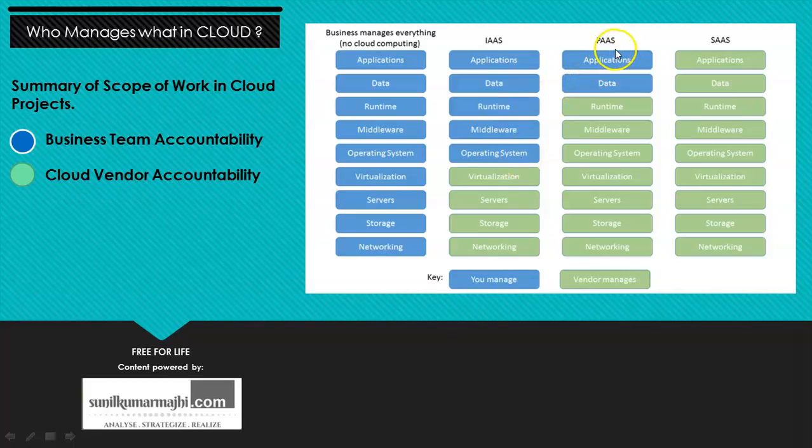If you are opting for a platform as a service, then only application and data is your accountability. The rest is the accountability of your cloud vendor. And if you are going for software as a service, everything is the accountability of your cloud vendor, like Microsoft Office 365.